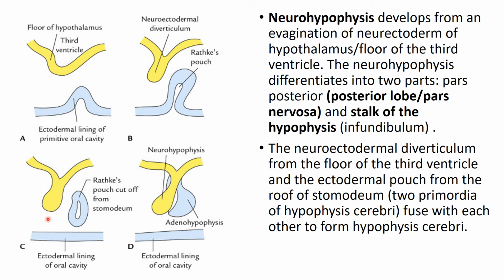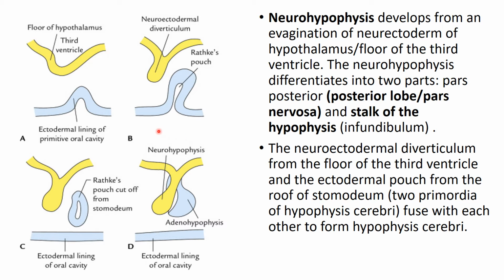Now, let us understand this diagram. This is the ectoderm that is lining the roof of the stomodium. Here is a diverticulum that is developing from the forebrain vesicle, which is the future posterior pituitary gland. This is the anterior pituitary gland. Now let us see how they develop.